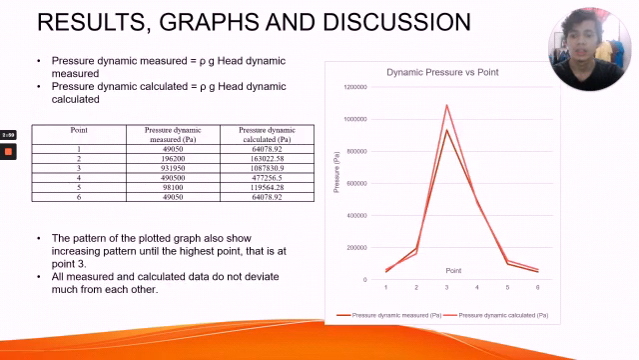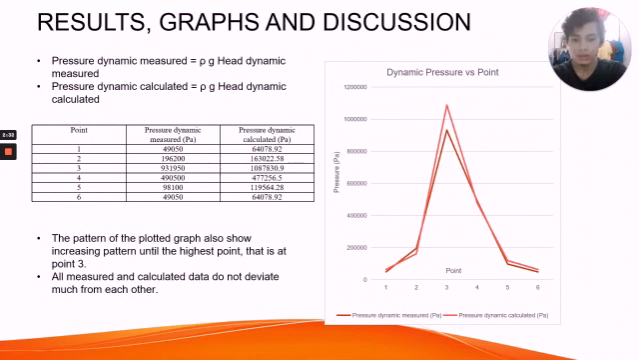Lastly, we tabulate the data for the pressure dynamic measure and pressure dynamic calculated. The formula that we use for pressure dynamic measure is rho g times head dynamic measure, and for the pressure dynamic calculated, we use rho g times head dynamic calculated.